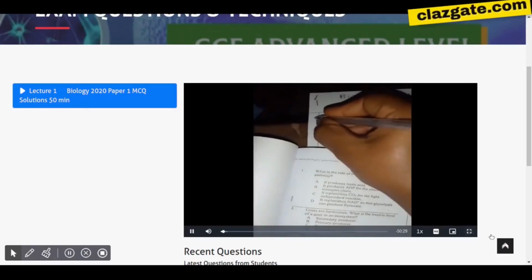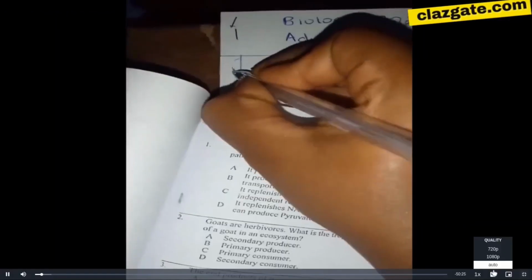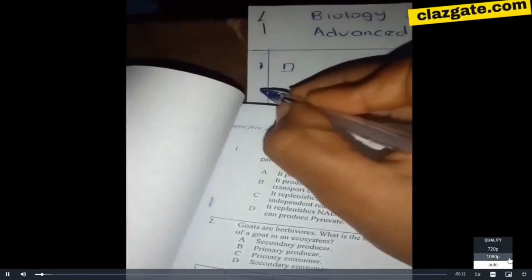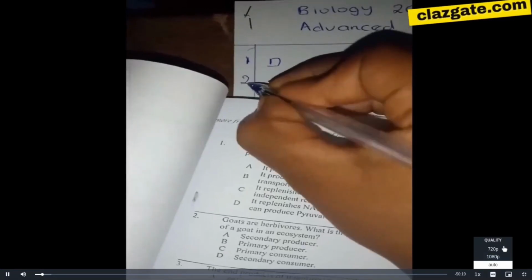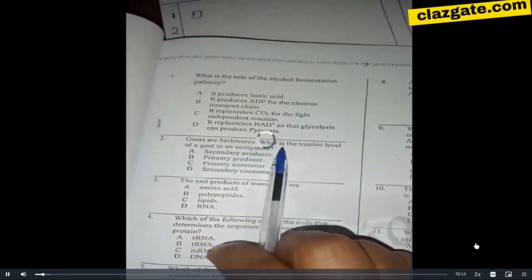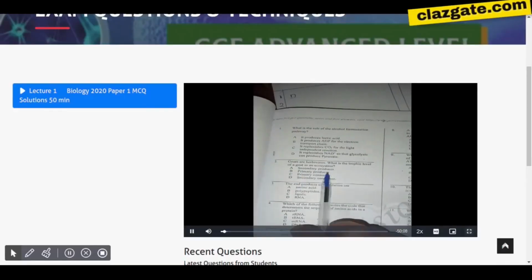If you want full screen mode, just click here and you are enabled to full screen mode. You can select the quality you want. If you want lesser quality, which requires less data, you select 180 pixels. If you want to speed up the course, just select 2 times, and everything goes faster. And you can escape from the full screen mode.